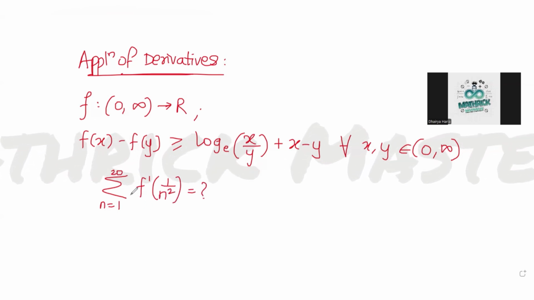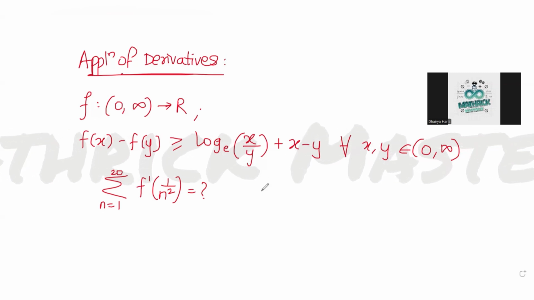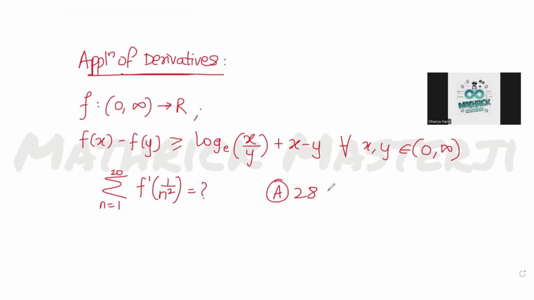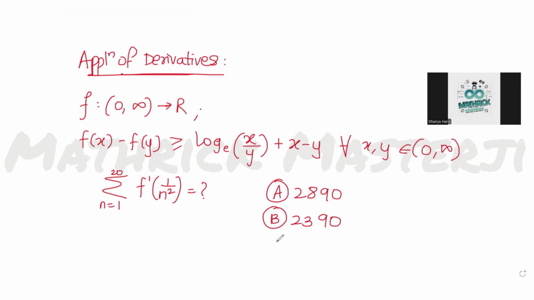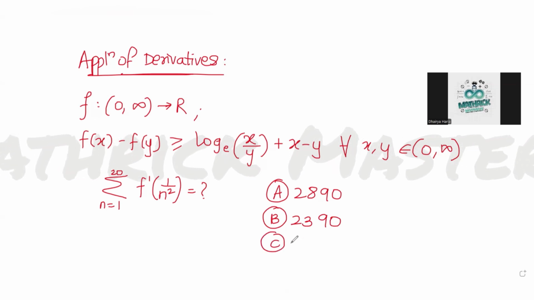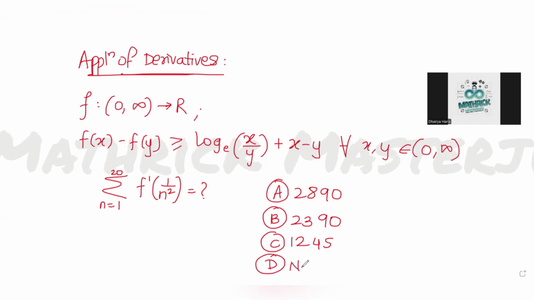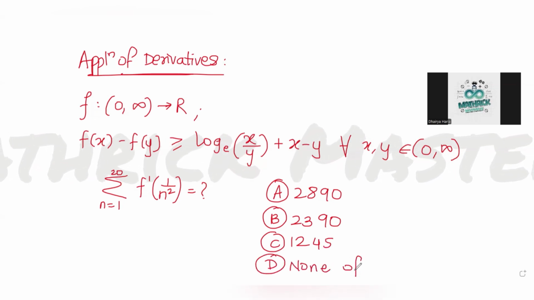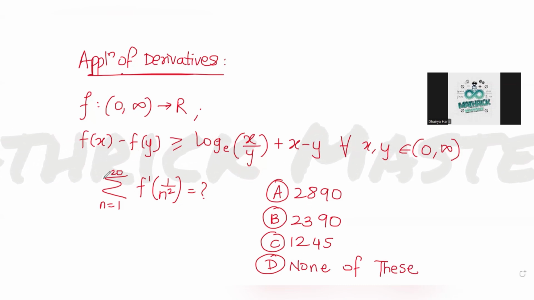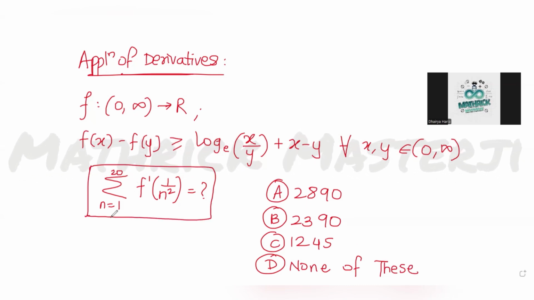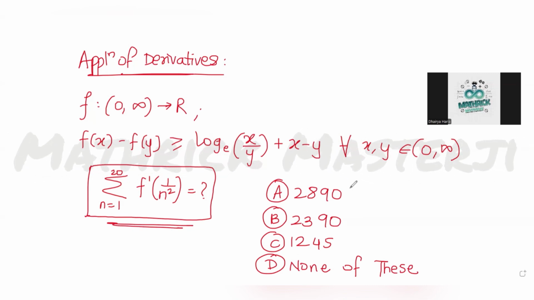And if I talk about the answer choices that we have been given here, the options are 2890, 2390. The third answer choice is 1245. And the fourth one says none of these. So we need to figure out which one of the answer choices is the correct answer for this expression's value that is asked to us. Let's see how to solve this question further.